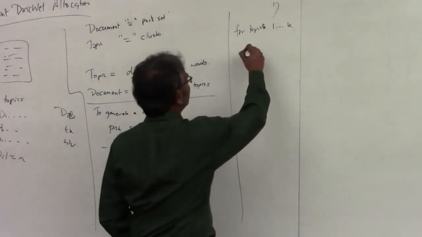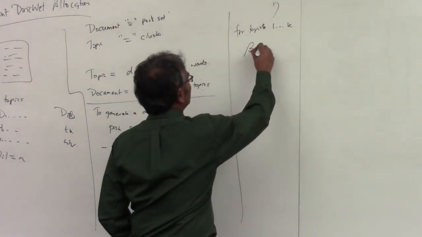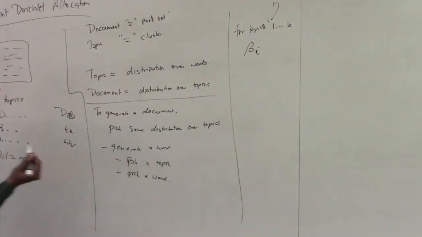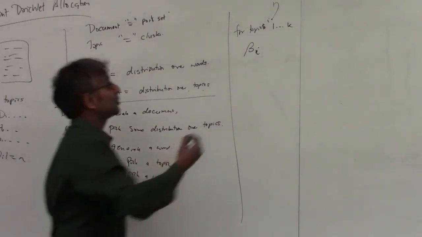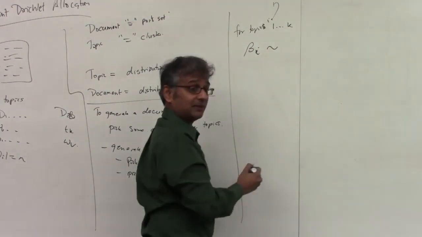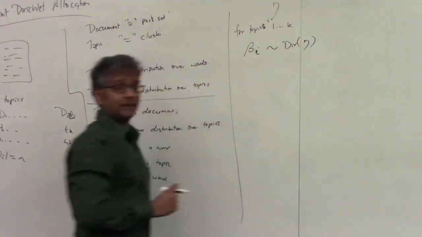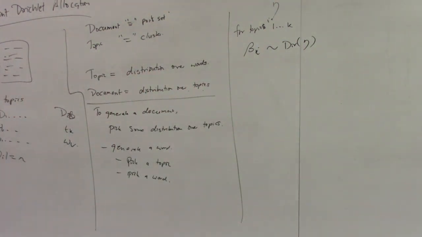We'll say that beta i is the distribution over words for topic i. I have to construct that distribution, so I will draw it as a sample from a Dirichlet distribution with parameter eta. I will draw all the distributions in the same way, so they're all drawn from the same Dirichlet distribution with parameter eta. But of course they're going to be different points on the simplex.